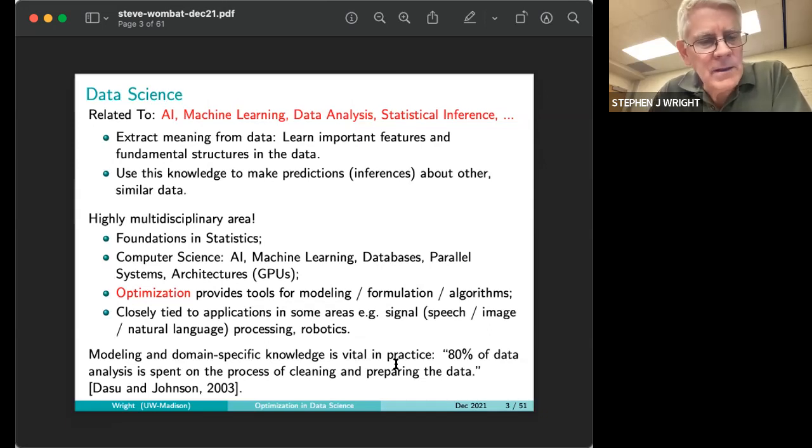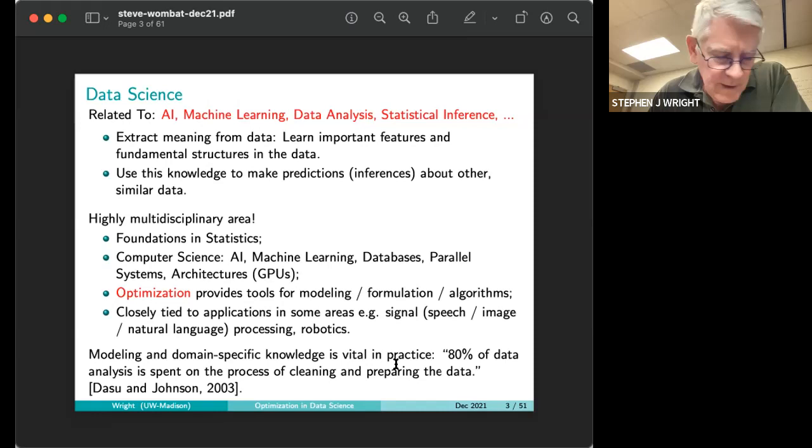There are foundations in statistics. In fact, some people in statistics like to say we are data science, but it also brings in lots of computer science. AI is a field that had its roots in computer science. Machine learning has been around in computer science for decades. Then there are also these systems aspects like databases, parallel systems, and even GPUs. So it brings in architectural issues as well, because training neural networks is an extremely compute intensive process. So there are now chips designed specially for that purpose.